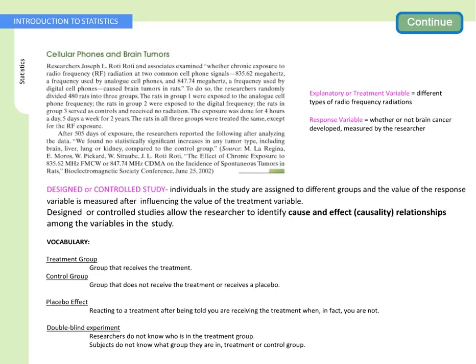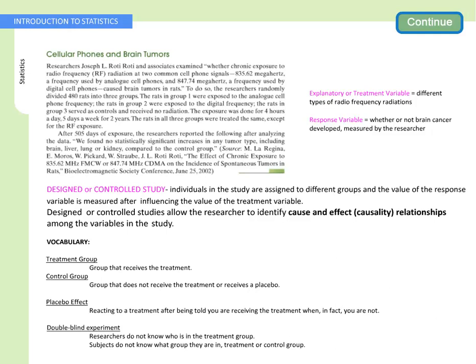Please pause the movie and read the experiment Cellular Phones and Brain Tumors, conducted to determine whether exposure to radio frequency radiations causes brain tumors in rats. In the study, the explanatory or the treatment variable is the type of radio frequency, digital or analog, which is influenced by the researcher. The response variable is whether brain tumors developed in rats and it is measured by the researcher.